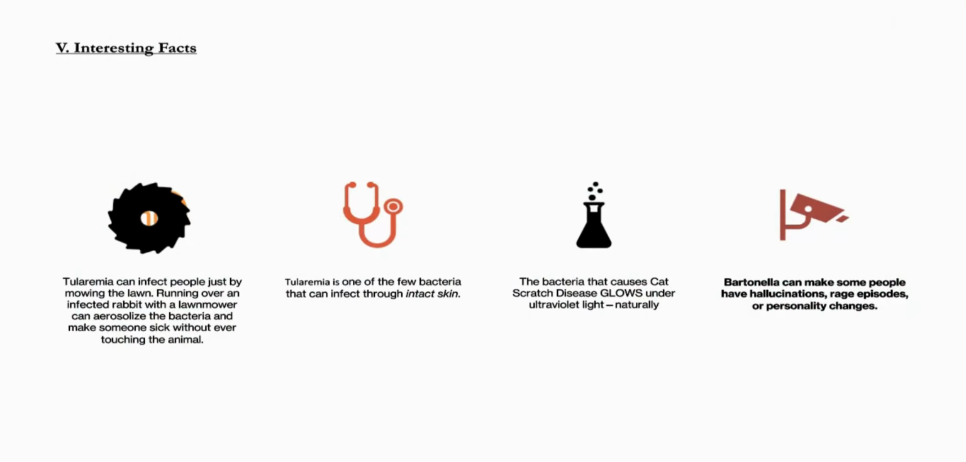Tularemia can infect people just by mowing the lawn. Running over an infected rabbit with a lawnmower can aerosolize the bacteria and make someone sick without ever touching the animal. Tularemia is one of the few bacteria that can infect through intact skin.